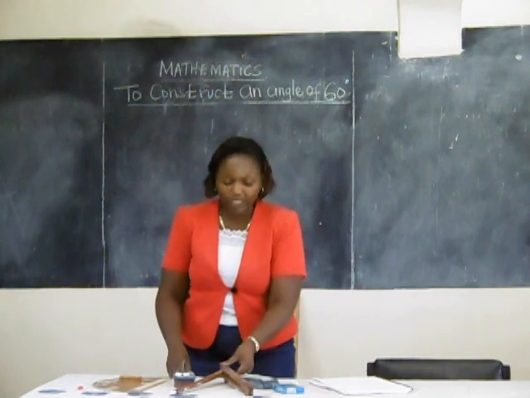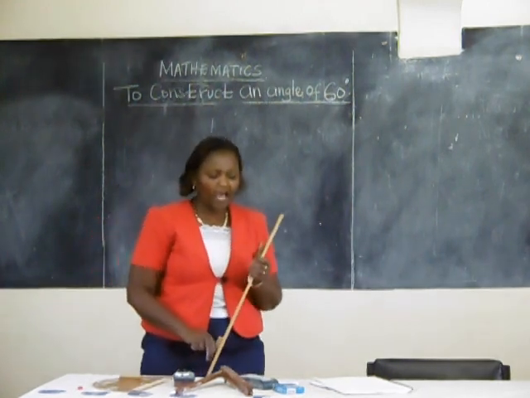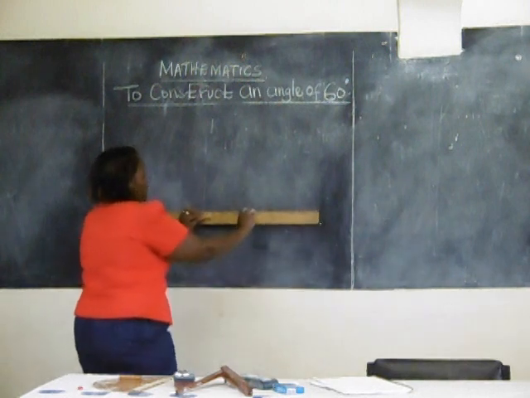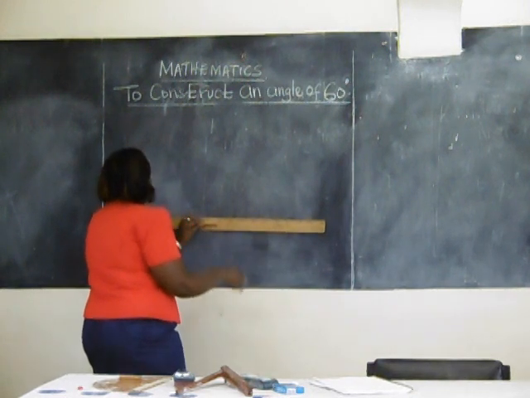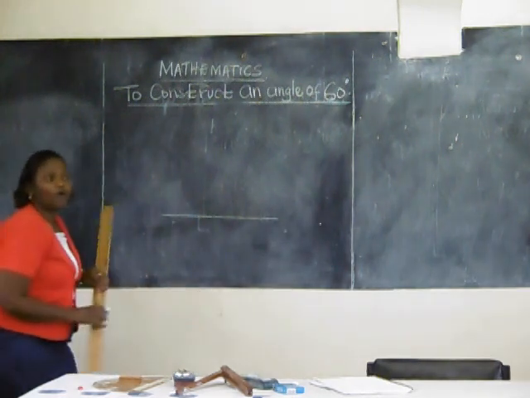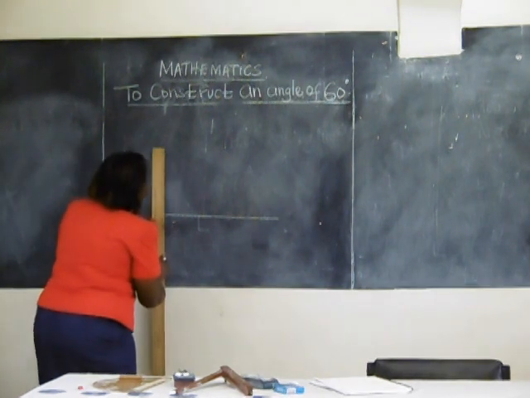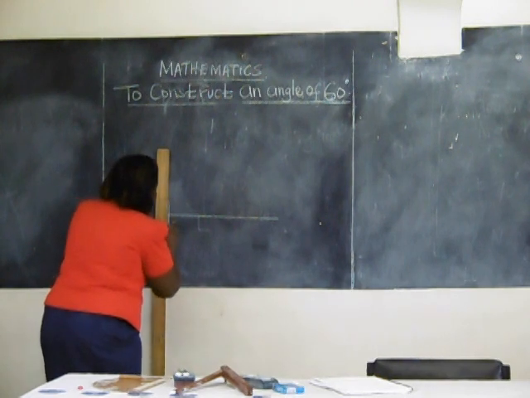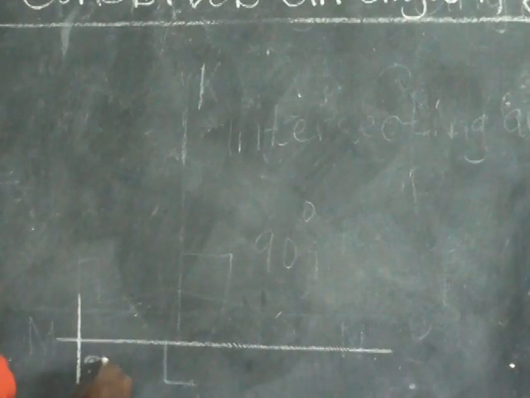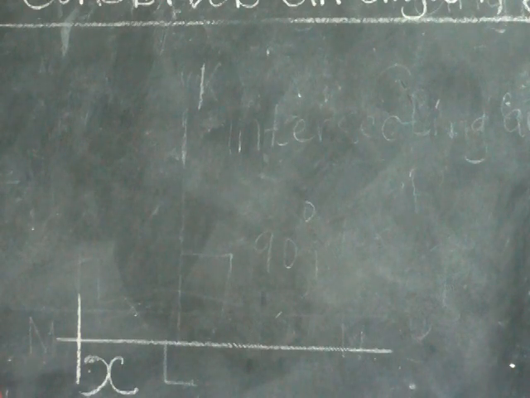Now, using your ruler, I want you to draw a straight line in your exercise book. Take your rulers and draw a straight line. Have you done that? Good. Mark a point there and call it point X.